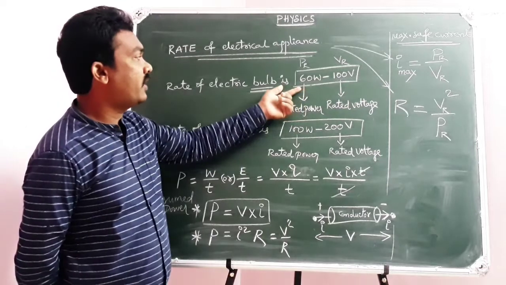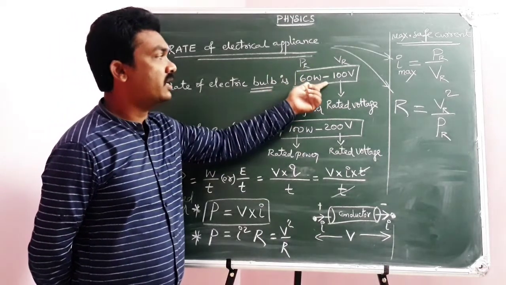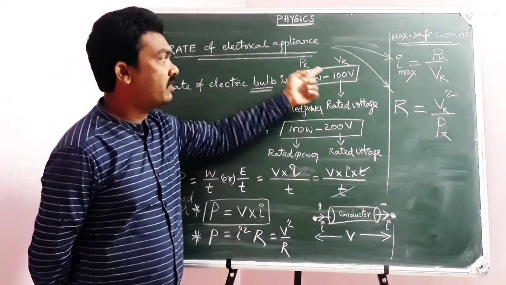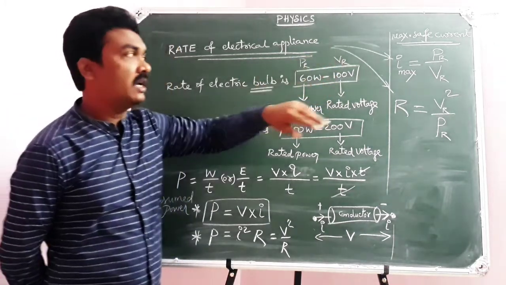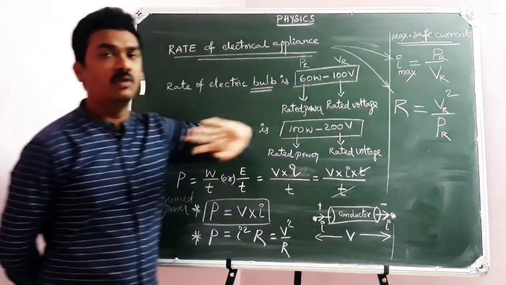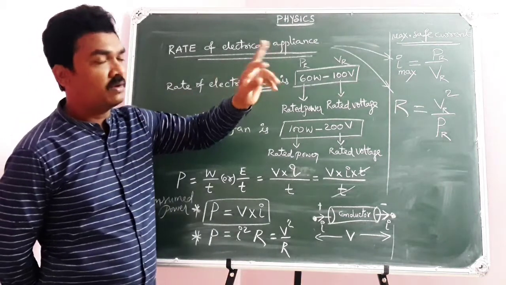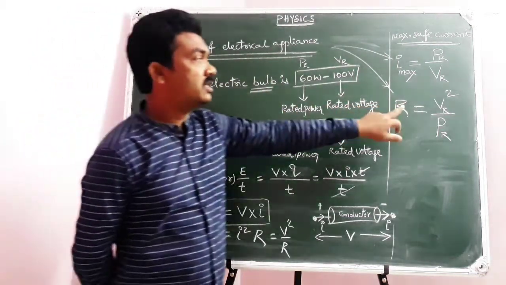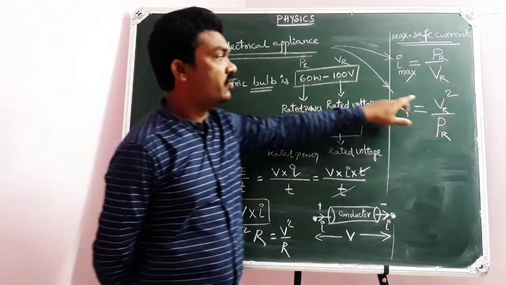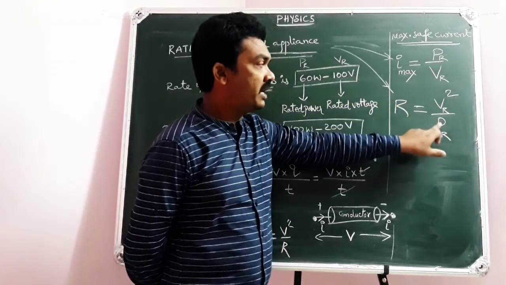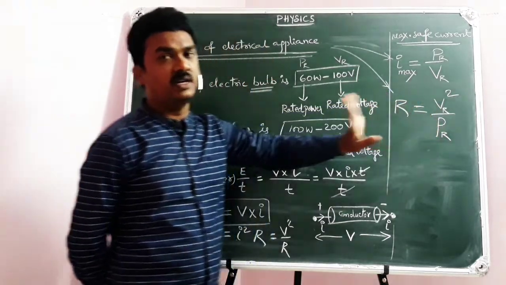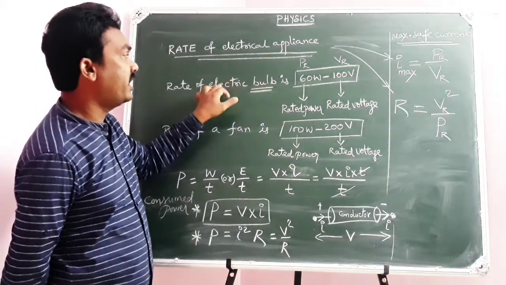So from the rate of electrical appliance, which is a rated power and a rated voltage, you can calculate the maximum safe current I equal to P by V, P for rated power, V for rated voltage. And the resistance of the electrical appliance is V square by P, V for rated voltage, P for rated power, which will be mentioned as the rate of the electrical appliance.